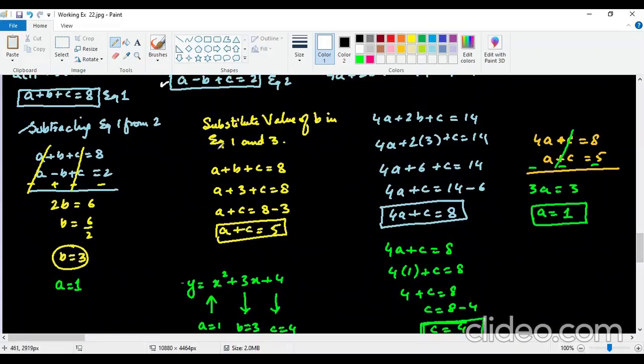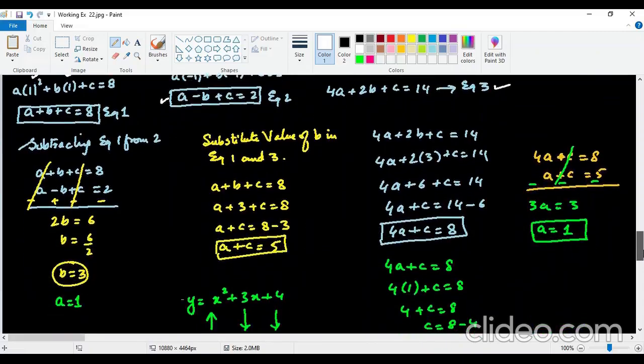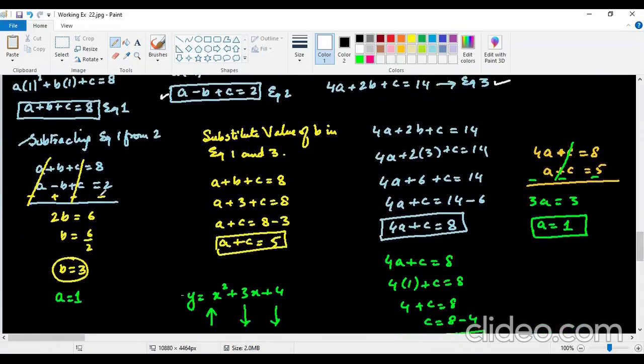Now, subtracting equation 2 from equation 1, that means a plus b plus c equals 8, that we can see over here, and it's subtracted from equation 2, that means a minus b plus c. Cancelling a and c, we can find out the value of b. 2b equals 6, that means b equals 6 over 2, and b equals 3. So now we know the value of b. Now, substituting the value of b in equations 1 and 3, when I apply the value of b into equation 1, over here you can see in place of b, I am replacing b with 3.